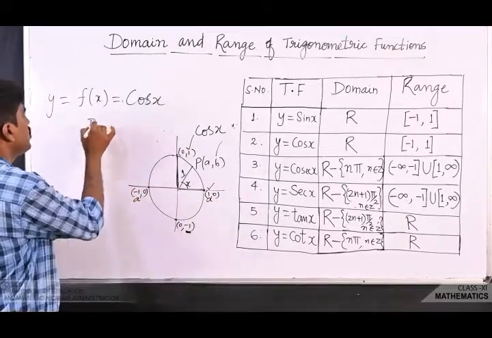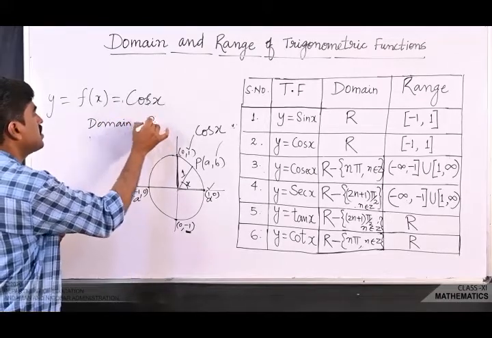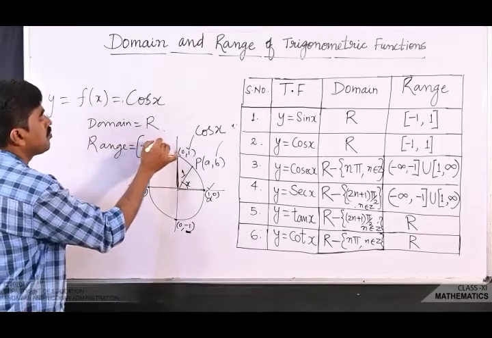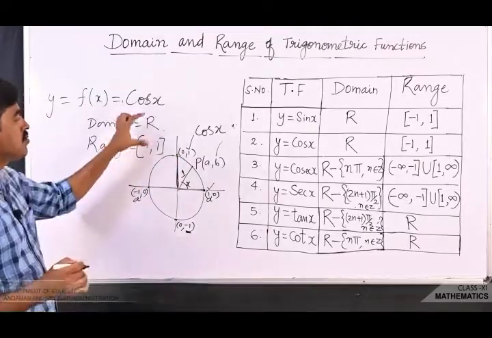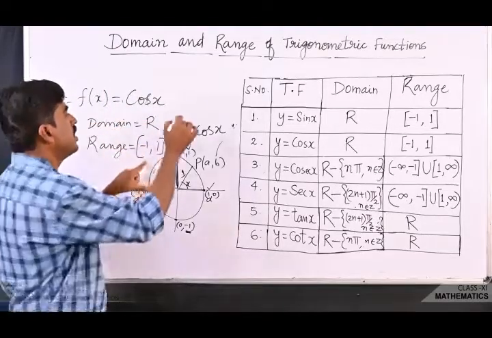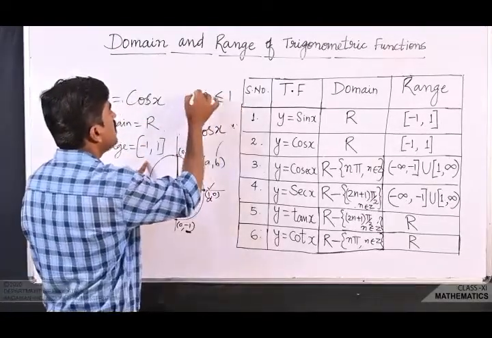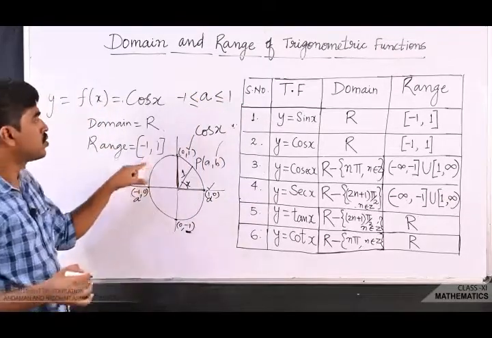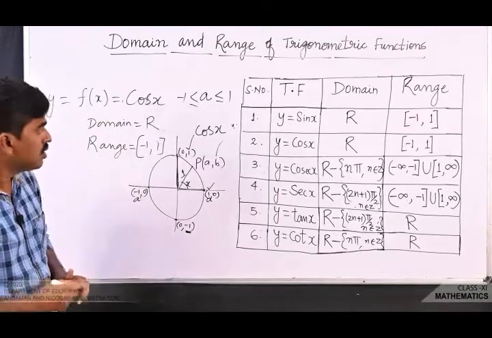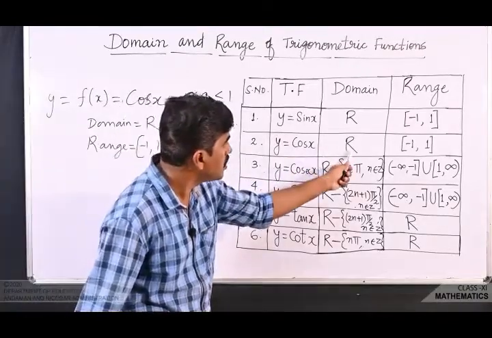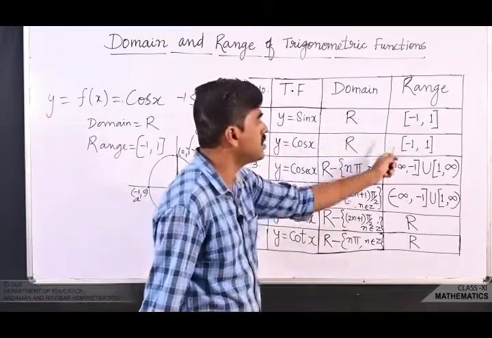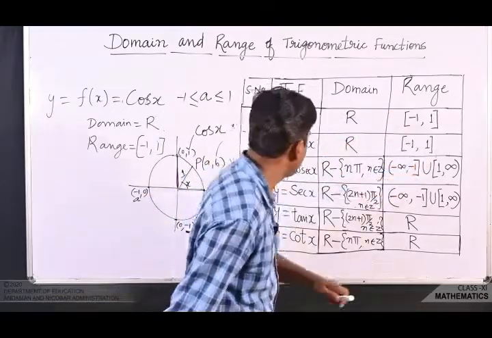So again, domain of this function is set of real numbers, and the range is closed interval [-1, 1], as the maximum value of cos x is 1 and the minimum value of cos x is minus 1, as A is less than or equal to 1 and greater than or equal to -1. So A represents nothing but cos x. Okay. So the domain of cos x is set of real numbers, and the range of cos x is closed interval [-1, 1].